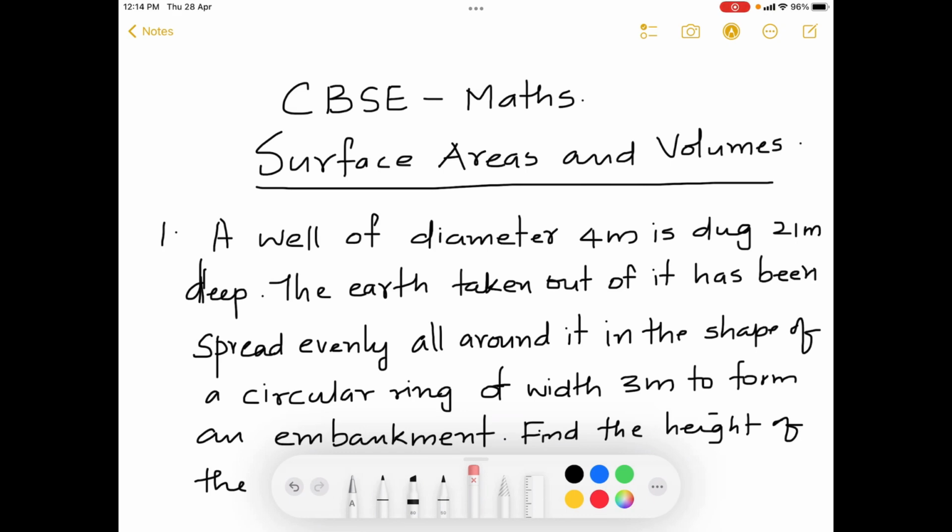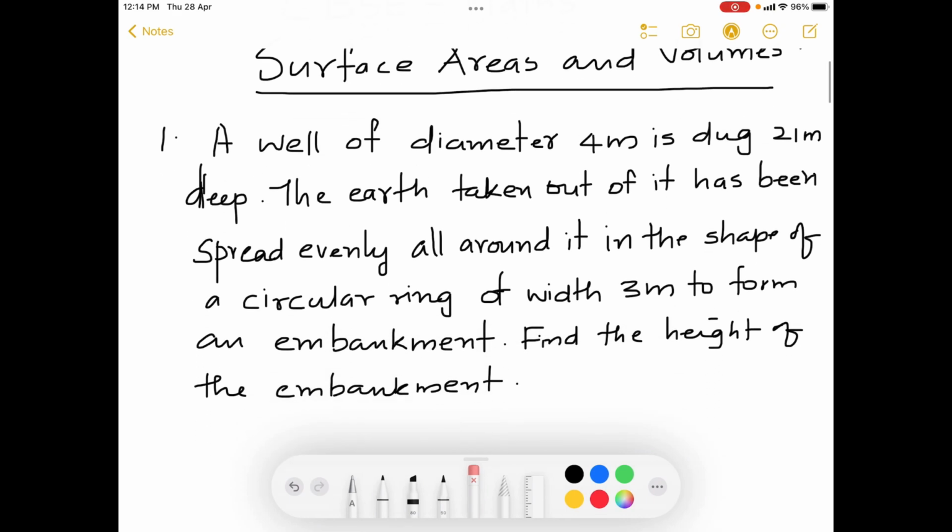Today we discuss the CBSE Maths lesson on surface area and volume. Some important questions of surface area and volume are here.